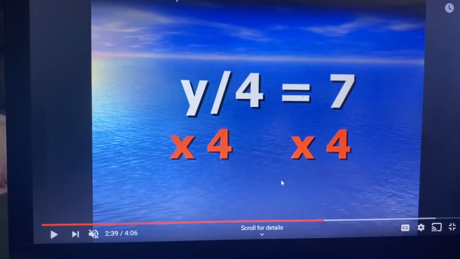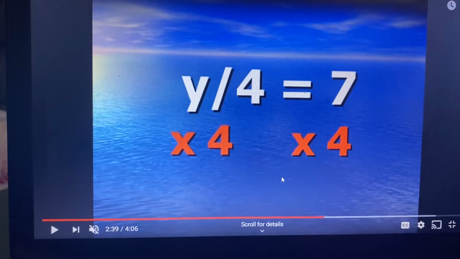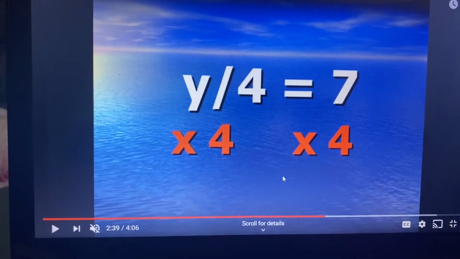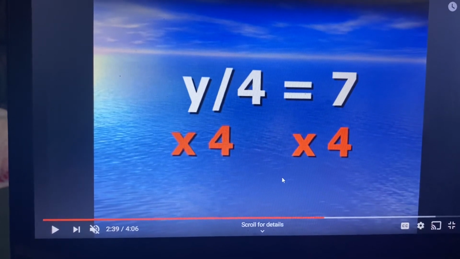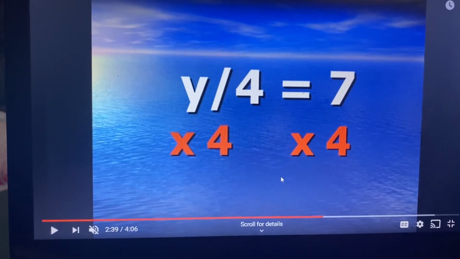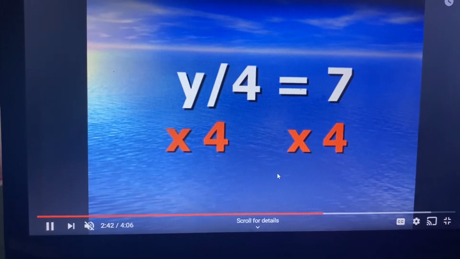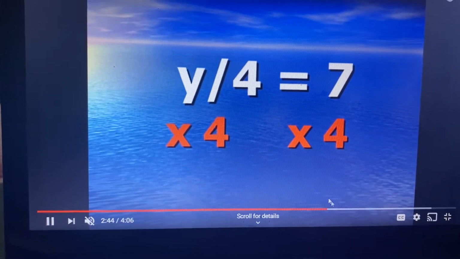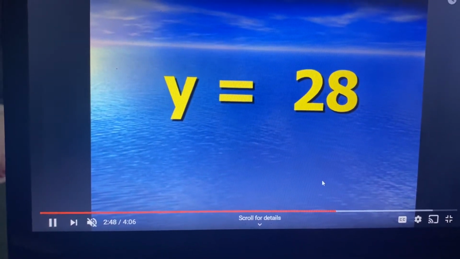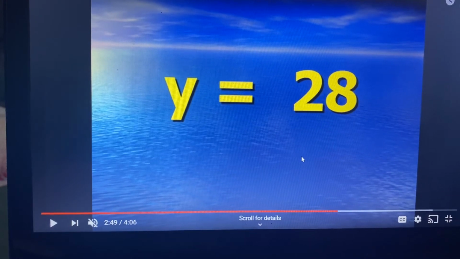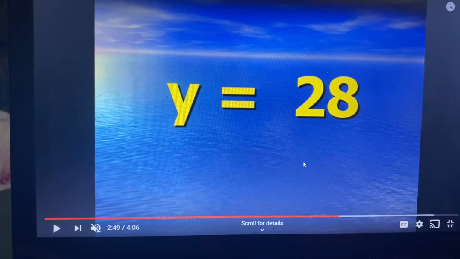4 times 7 equals 28. And then 4, using the reciprocal, multiplied by 1 over 4 will give you 1y, or you can just write y. So y equals 28. I'm sure we can do one more example.